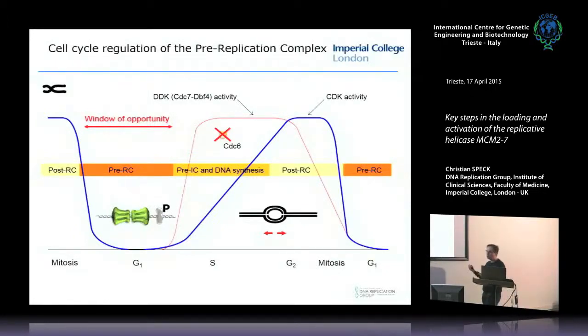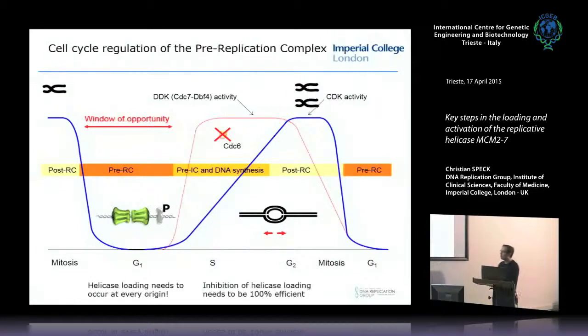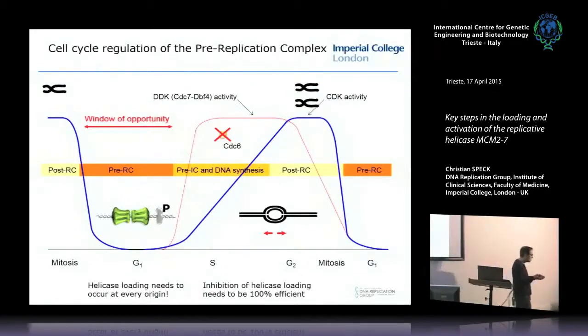If you would get re-replication, all sorts of things could happen. You could have recombination events, and these are typical things associated with cancer. All right, and then if everything goes nicely, at those higher CDK activities, you fire the origins, and then you duplicate your DNA, and you're happy. So this is all good and fine. What you need to consider is that helicase loading needs to occur at every origin. In budding yeast, this is 400. In humans, this is 10,000. So at all those different genomic loci, you need to load the helicase. This is crucial. So this machine must be quite clever, quite active in doing that.